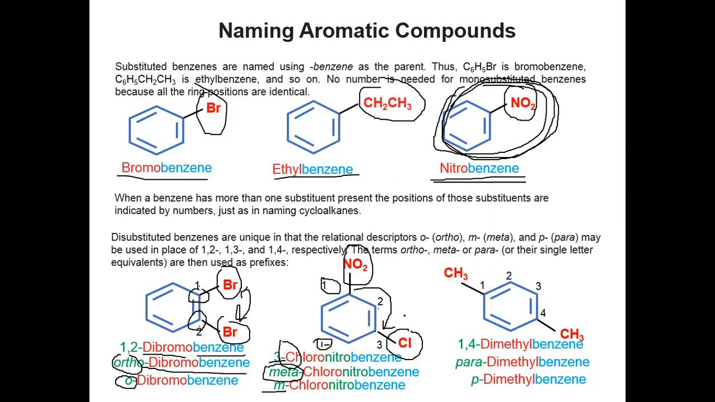Now the positions are different from the first two, right? Because we have 1, then 2, 3, 4, and we have dimethyl, so it's going to be 1,4-dimethylbenzene. And again, the name changes from ortho and meta to para, or p-dimethylbenzene. Because the 1,4 position is para, the 1,3 position is meta, and the 1,2 position is ortho.